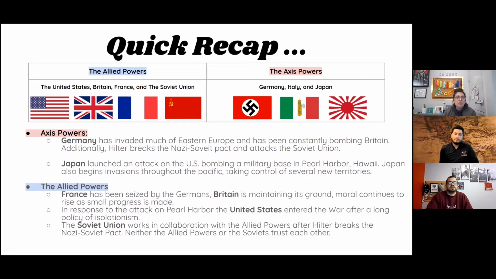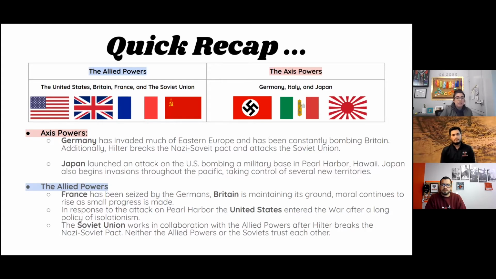For the Axis powers, Germany has invaded much of Eastern Europe and has been constantly bombing Britain. Additionally, Hitler breaks the Nazi-Soviet pact and attacks the Soviet Union. In Japan, they launched an attack on the United States, bombing a military base in Pearl Harbor, Hawaii. Japan also begins invasions throughout the Pacific, taking control of several new territories.